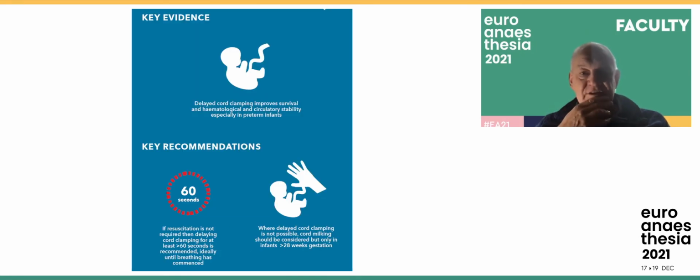So the key recommendations then. Delayed cord clamping improves survival and hematological and circulatory stability, especially in preterm infants, given the proviso that resuscitation is not required. Delaying cord clamping for at least 60 seconds is recommended, ideally until breathing has commenced. However, be cautious about cord milking, which you can't do in infants younger than 28 weeks, because of cord fragility.